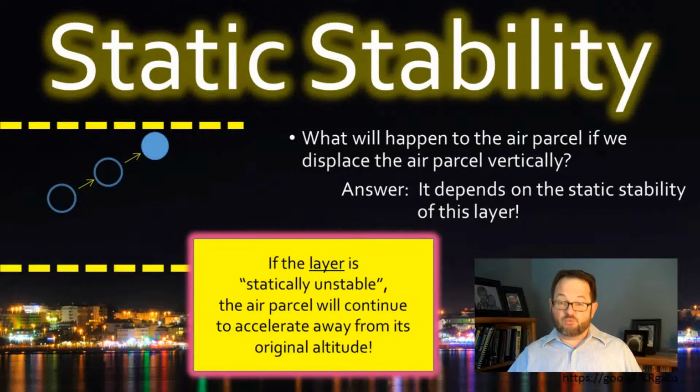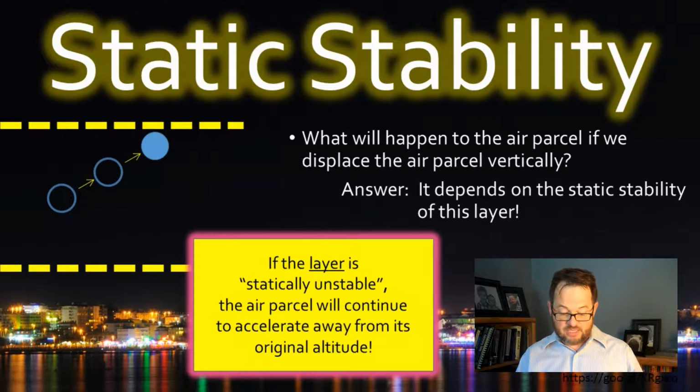Now, there are going to turn out to be three different categories, if you will, to the static stability. A layer of the atmosphere can be statically unstable, statically stable, or statically neutral. If this layer that I'm talking about here, bounded by these two dashed lines, is statically unstable, then once I nudge that air parcel away from its original altitude, it's going to continue accelerating away from its original altitude.